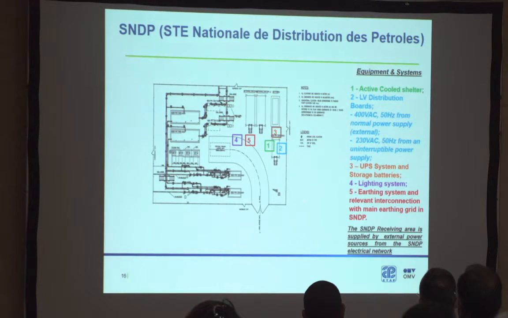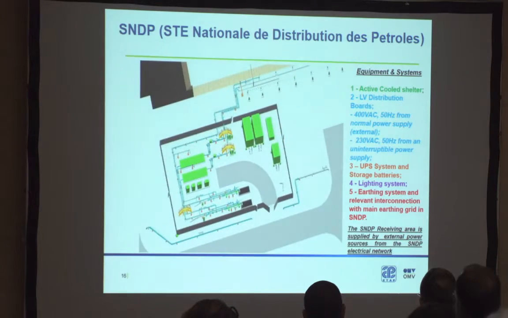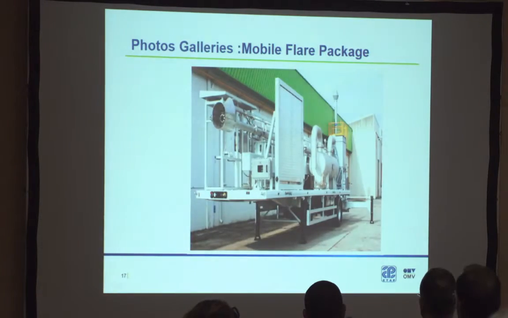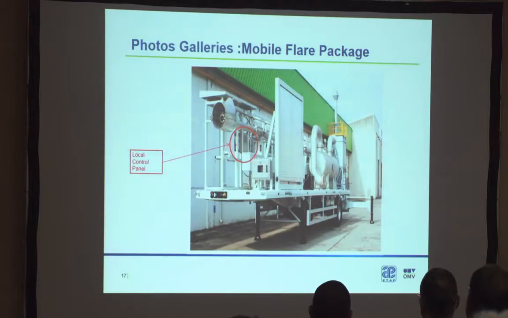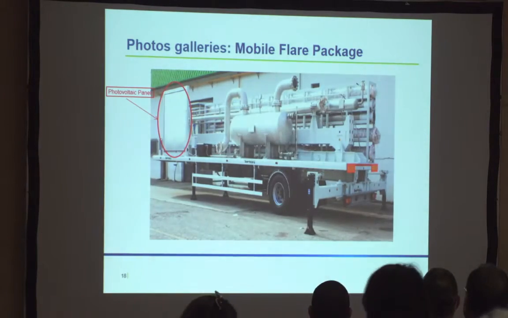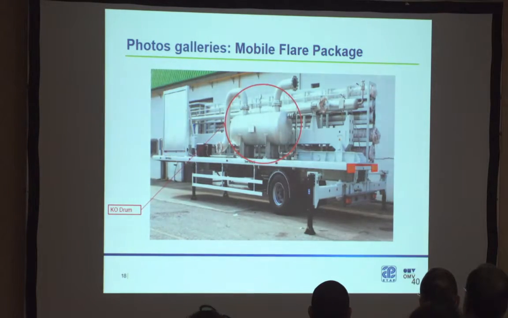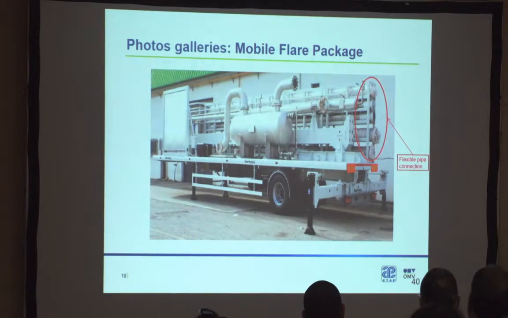This is SNDP, active shelter. Normal power supply from SNDP, UPS, lighting, earthing. This is after 3D. Here are some photo galleries for the mobile flare package that will be used at export and the main pipeline. This is a typical mobile flare. Photovoltaic panel for energy, knockout drum, elevator system, flare riser, connection.